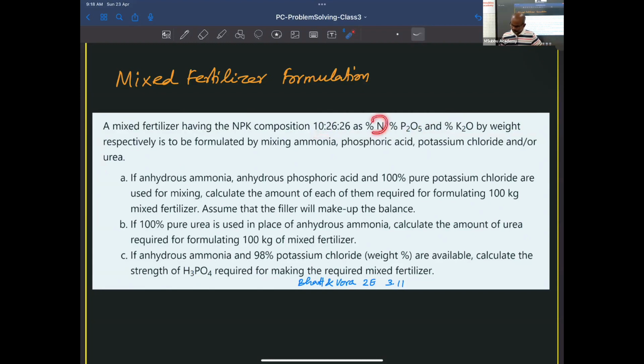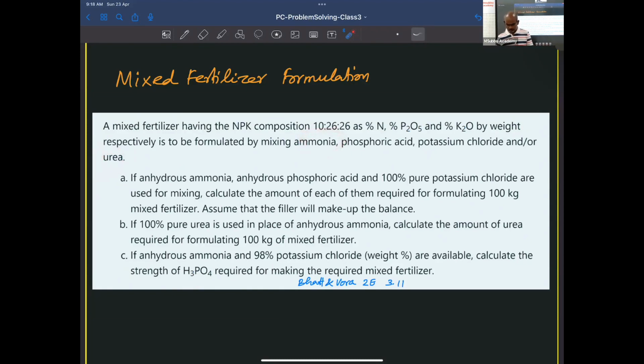So 10% is atomic nitrogen N, 26% as P2O5, and 26% as K2O. It used to be formulated by mixing ammonia, phosphoric acid, and potassium chloride, and sometimes they also add urea in place of ammonia.